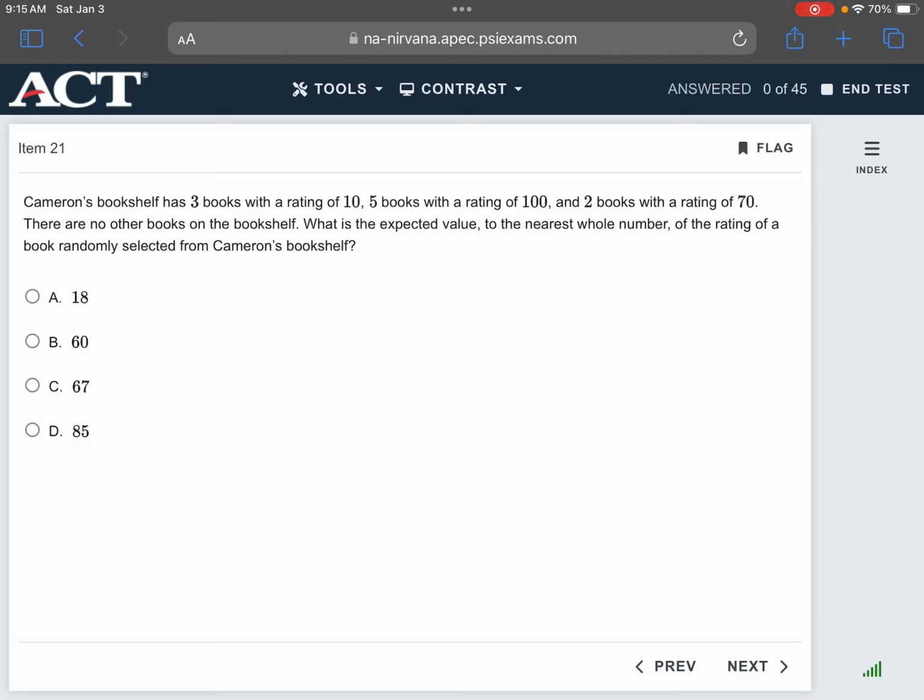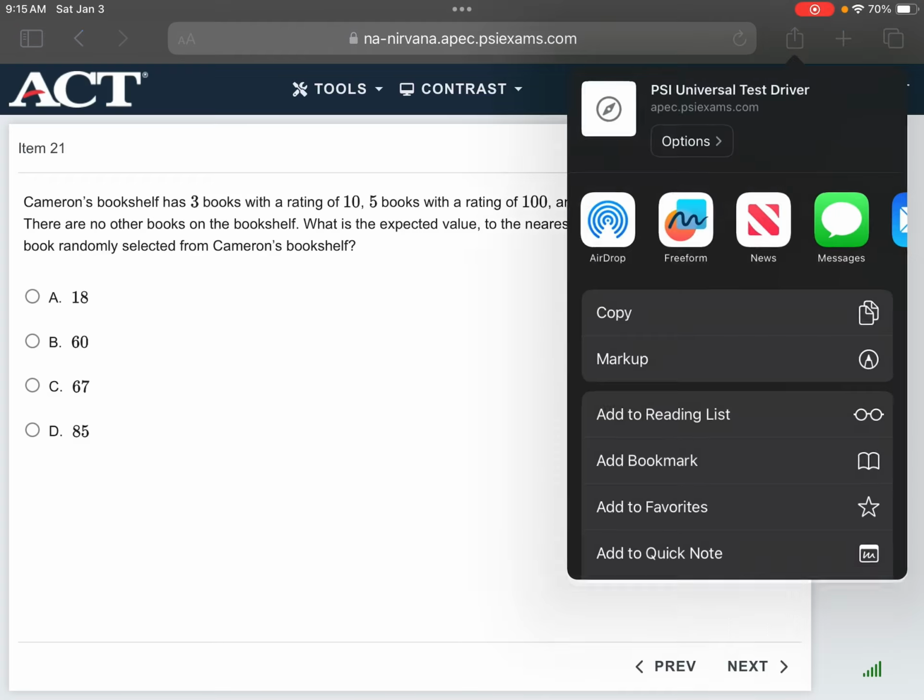Alright, so it tells us that Cameron's bookshelf has 3 books with a rating of 10, 5 books with a rating of 100, and 2 books with a rating of 70. There are no other books on the bookshelf. What is the expected value, to the nearest whole number, of the rating of a randomly selected book off of Cameron's bookshelf? Okay, so another expected value question. We saw this on the first test.